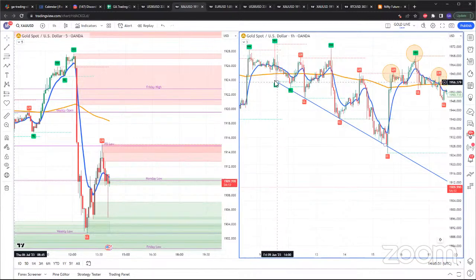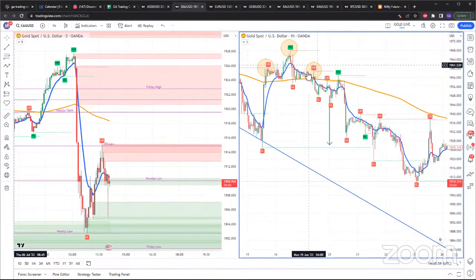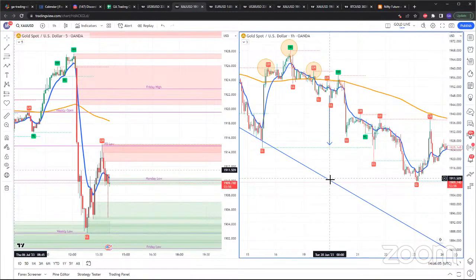I drew from the one to the third to the fourth right there, and then I just left it. And here we had an inverse head and shoulders. So I was expecting gold to come and retrace the static trend line. That's why I was expecting gold to go to 1905, 1900 area simply by this trend line right here.